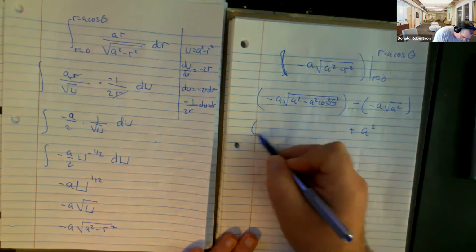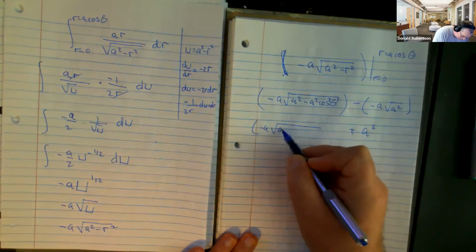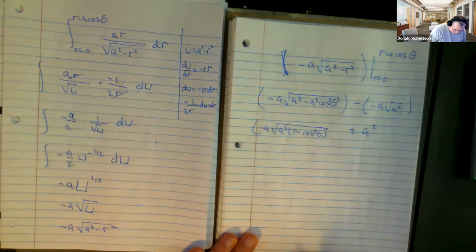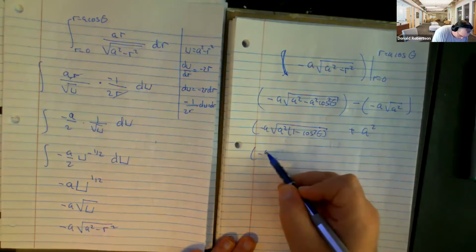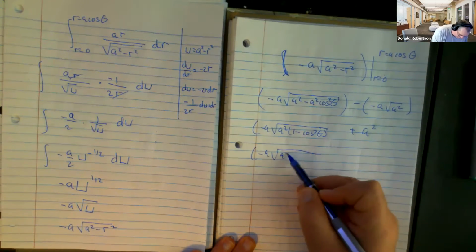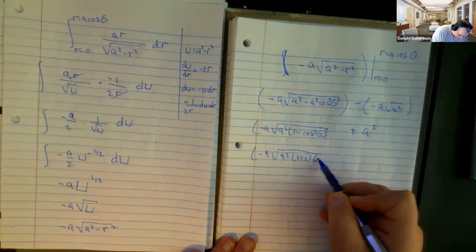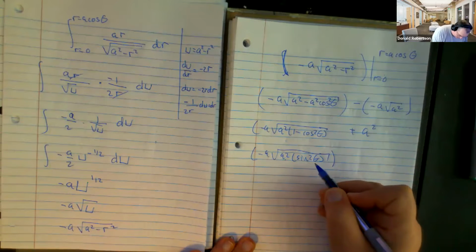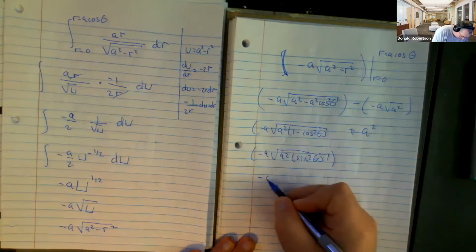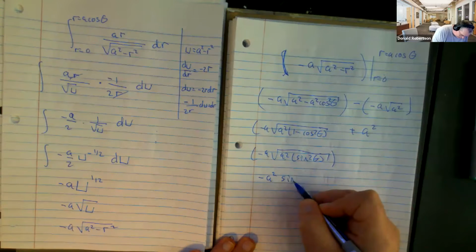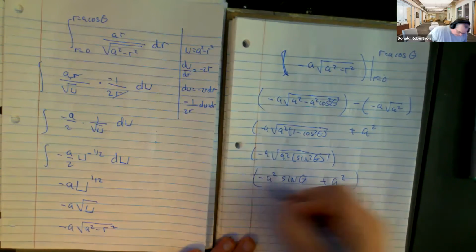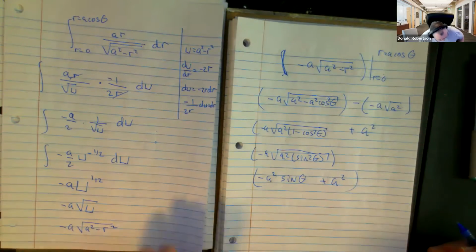This guy here has a little bit of work you can do to it. If you pull out an a squared, you get 1 minus cos squared. One minus cos squared can be replaced by sine squared. That gets you an a sine theta, so you have minus a squared sine theta plus a squared. And so we have done the first integral.